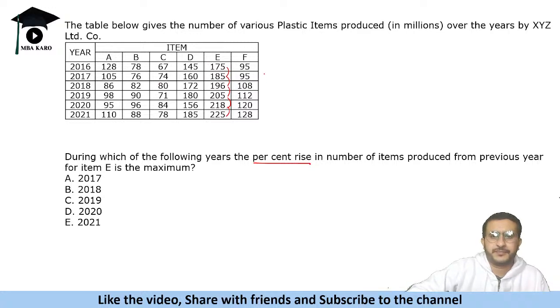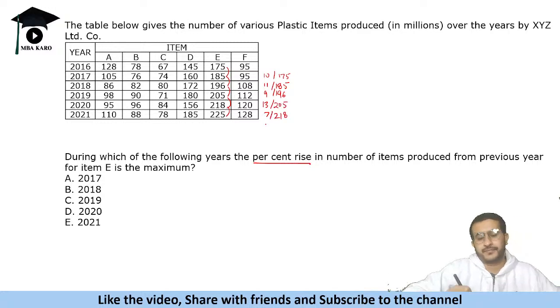There's an increase of 10. It is 11. It is 9. It is 13 and it is 7, out of the previous values, that is 175, 185, 196, 205, and this is upon 218. So the percent rise depends on the previous value. If you look at the highest number, it is 13. Should we mark 13 directly without calculating the actual percentage? Should we calculate the percentage, or can we mark it directly?